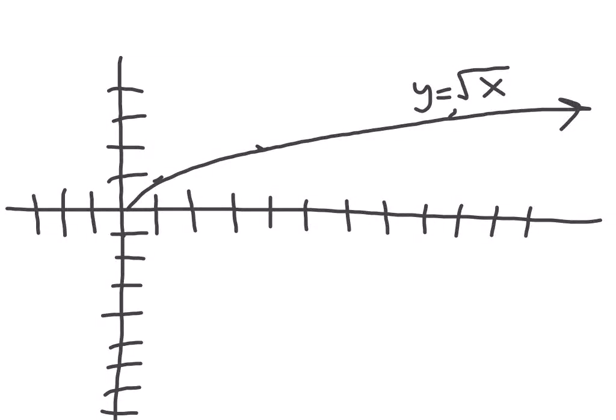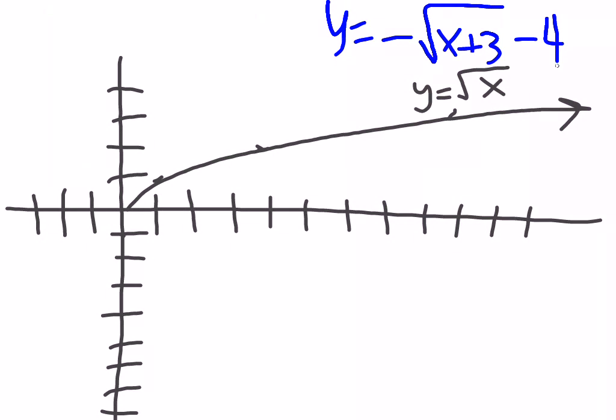Okay, let's take a look at number 3 on Unit 5, Day 5 notes, just continuing from the last video. We're now going to graph the function y equals negative square root of x plus 3, minus 4.